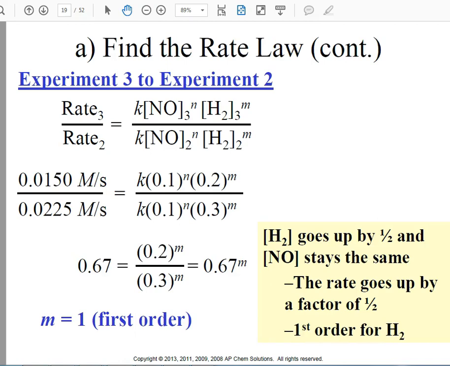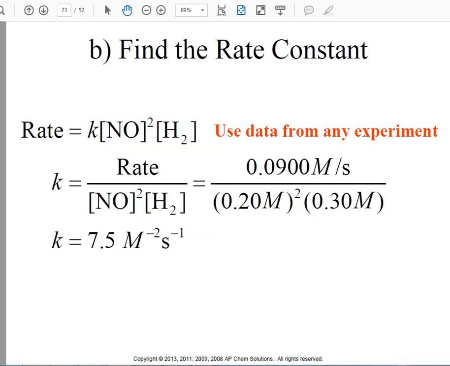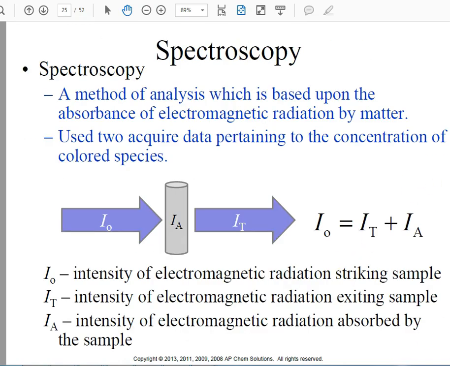The next thing we want to talk about is something called spectroscopy. And spectroscopy is a lab technique. It's a method of analysis based on absorption of what is known as electromagnetic radiation. So that includes infrared light, ultraviolet light, visible light, microwaves. It could be any type of electromagnetic radiation.